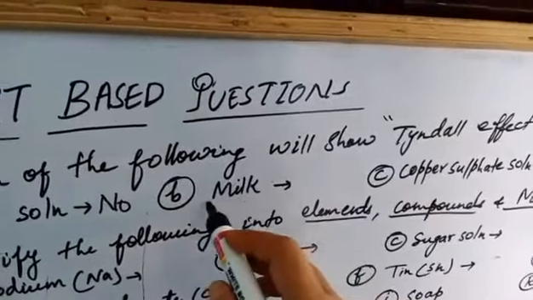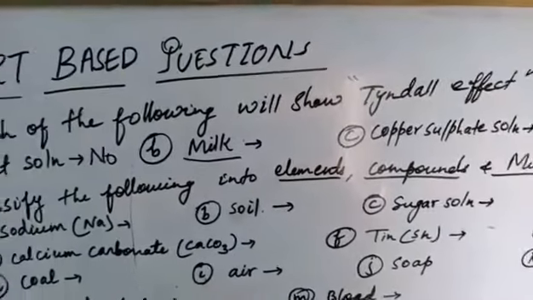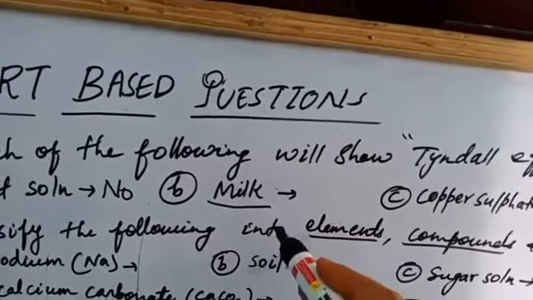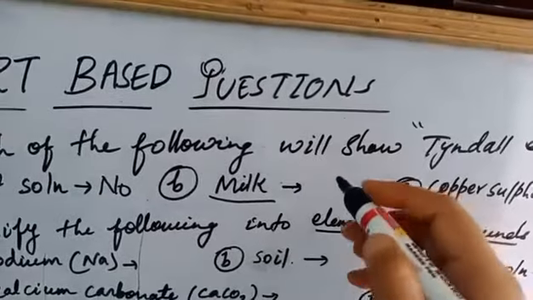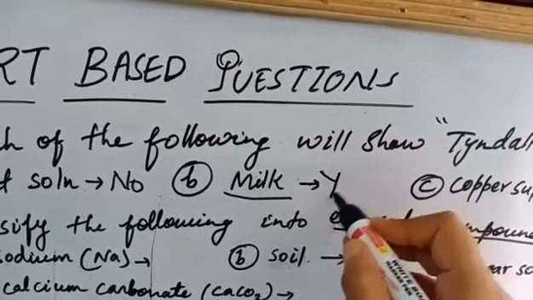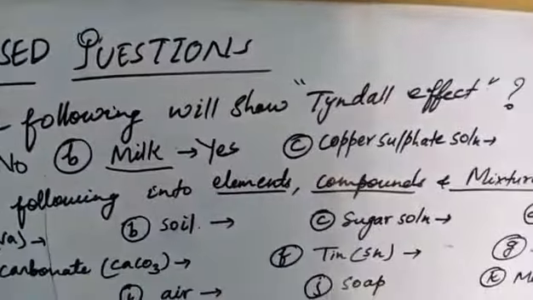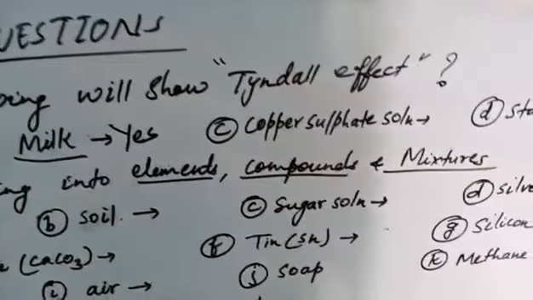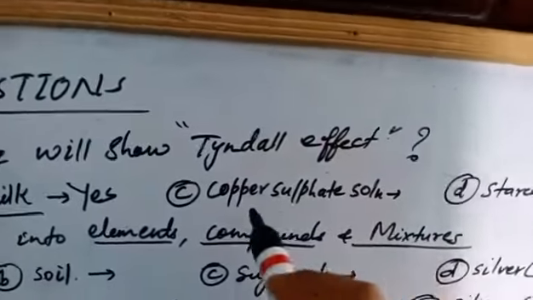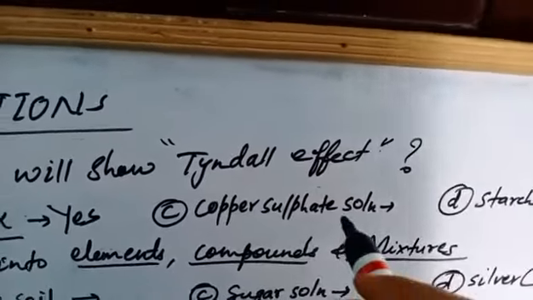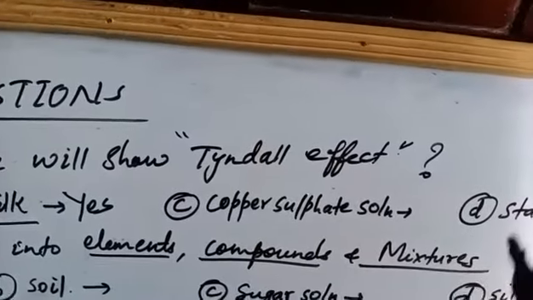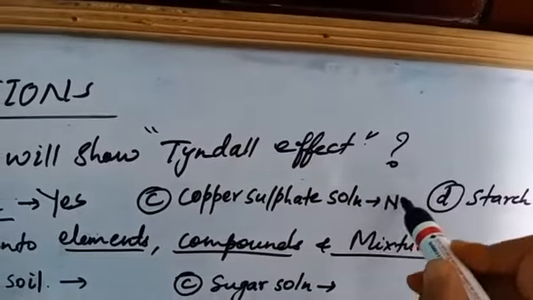Now milk, you know it is a heterogeneous mixture, and in that also it is a colloid. So we will see the Tyndall effect here, so we can just write yes. Now third is copper sulfate solution. When you add copper sulfate in water, it will give you a homogeneous solution. In a homogeneous solution you will not observe any Tyndall effect, so we will write no here.